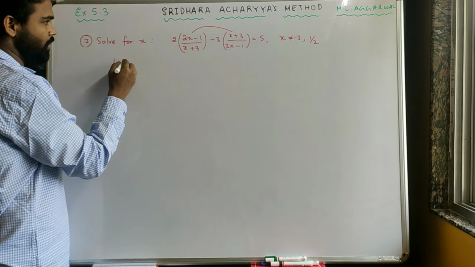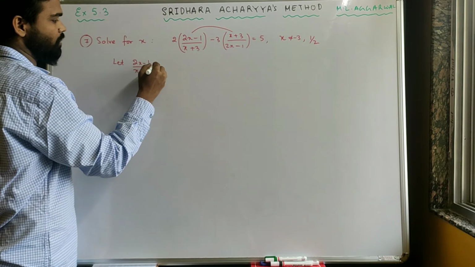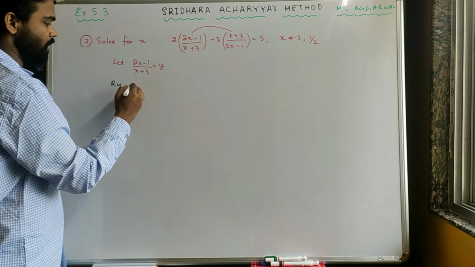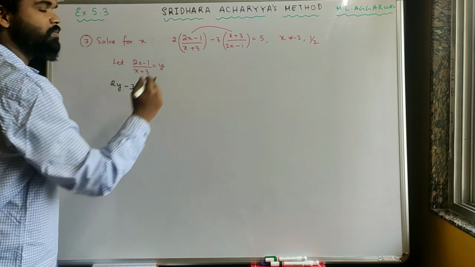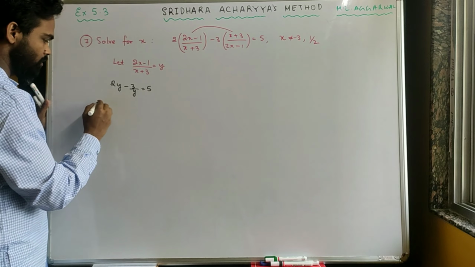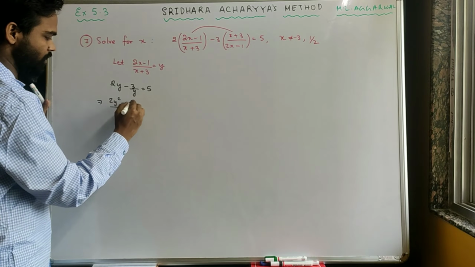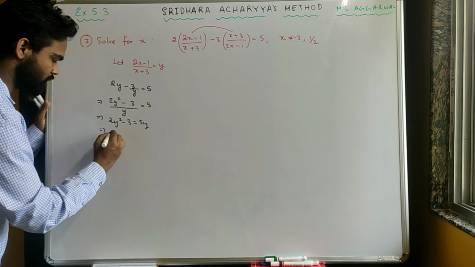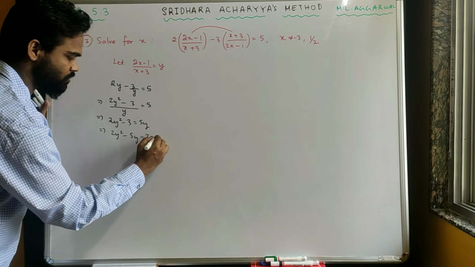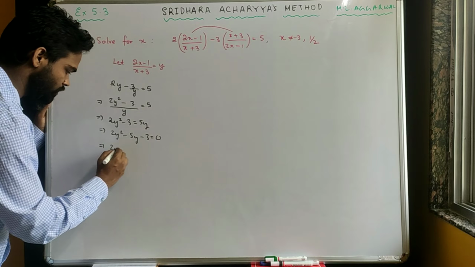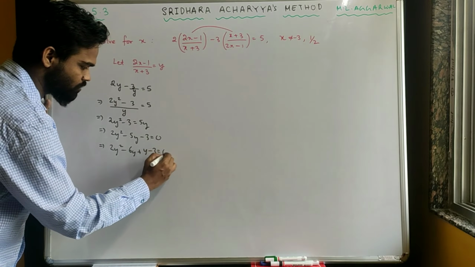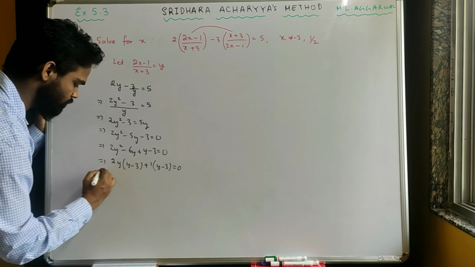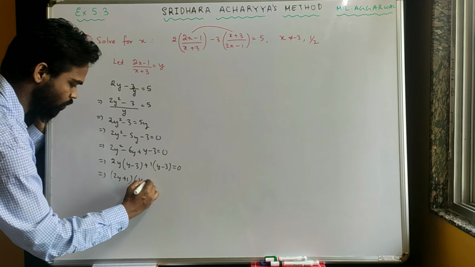Now what I'll do, I'll take 2x minus 1 by x plus 3 as another variable, suppose y. Then the whole equation transforms to 2y minus 3 by y equals 5, because these two are reciprocal of each other. So if this is y, this is 1 by y. Now we can write it as 2y square minus 3 equals 5y, which is I think 2y square minus 5y minus 3 equals 0, which by factorization of the middle term gives 2y square minus 6y plus y minus 3 equals 0, which means 2y taken common, y minus 3, plus 1 taken common, y minus 3 equals 0, which means 2y plus 1 bracket y minus 3 equals 0.